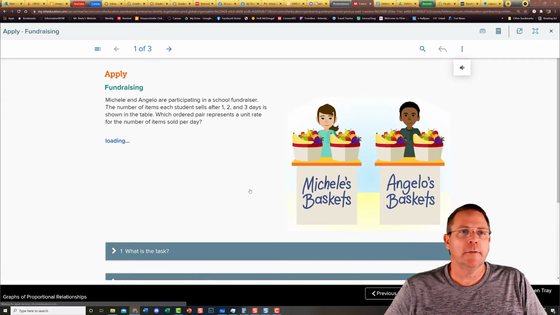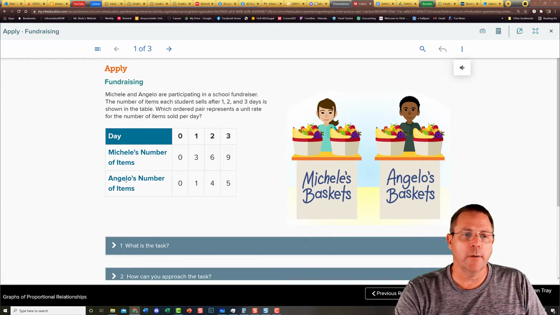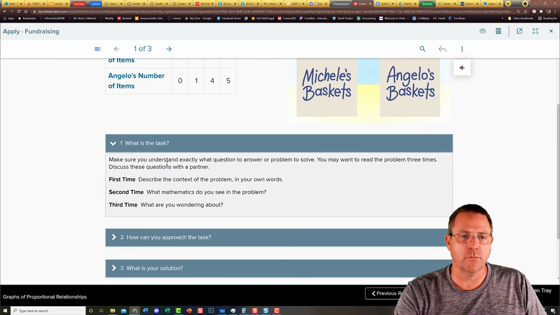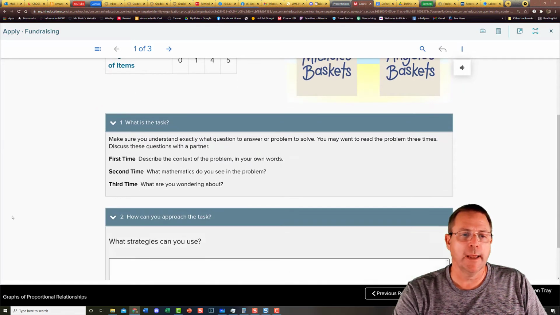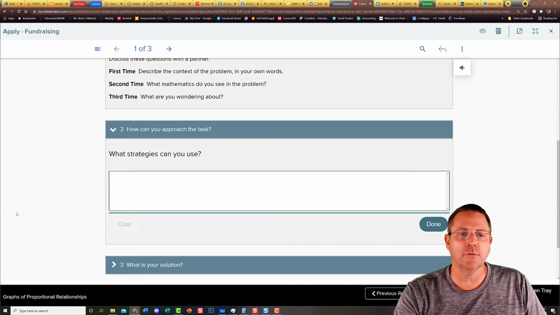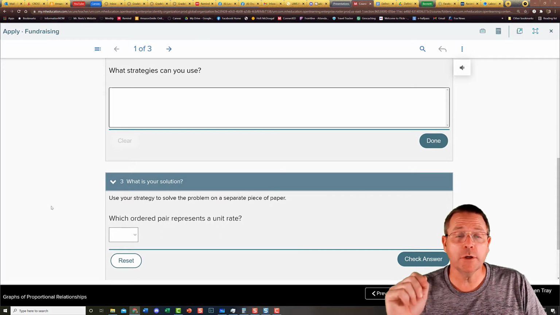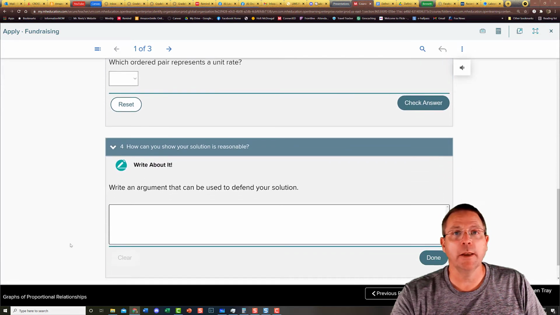And now we have made it to the apply portion, which I know you guys just live for. You're going to read the problem, pause the recording, and answer the following parts. Of course, remember you may want to read it 3 times, asking yourself these things. You're going to have to write down what strategy you're going to use to solve the problem. You're going to have to solve the problem giving me good quality supporting work, and I'm going to show you what that's going to look like. And from there, you can go back and write about it. You explain in your words how you can defend your solution. Pause it now. Do all that, please.